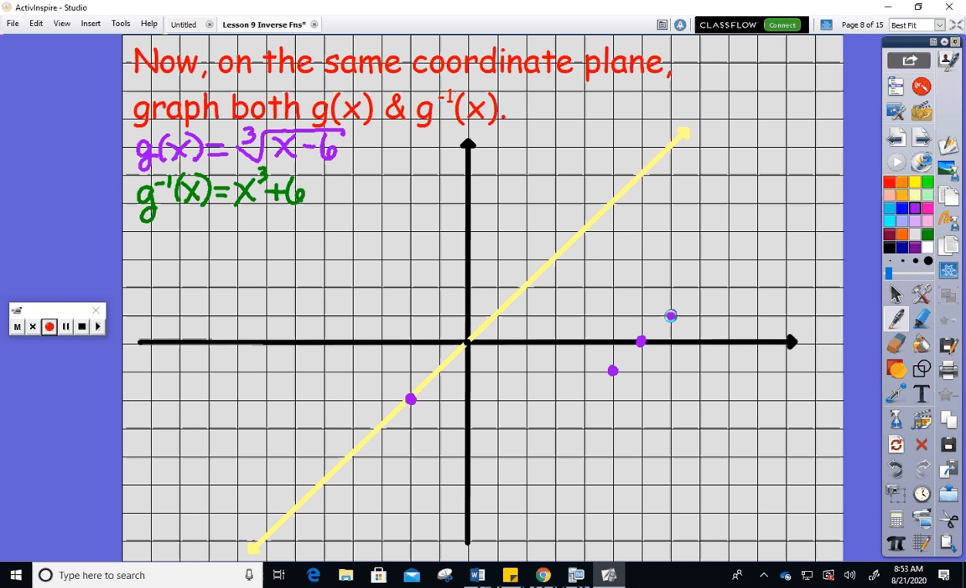G of x is a cube root function. The parent function looks like this, right? And I know from transformations it's moved right 6. Oh, yeah. So I know, even though I don't have that final point to plot, I know what this function looks like, right? So even if I can't quite get it all on the screen, I have a good idea of the image anyway.